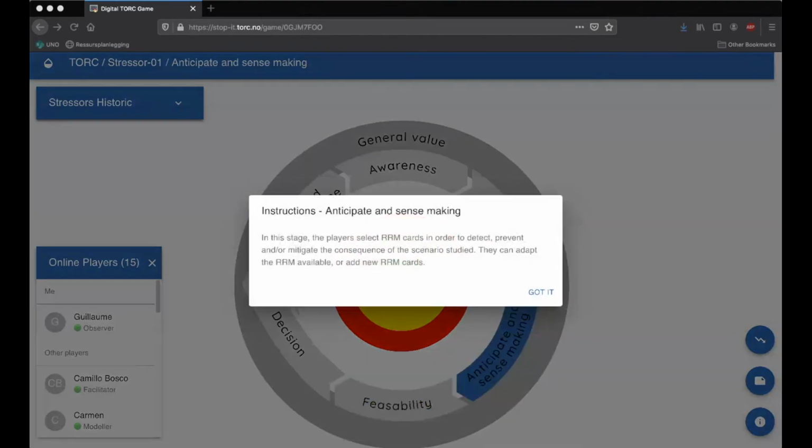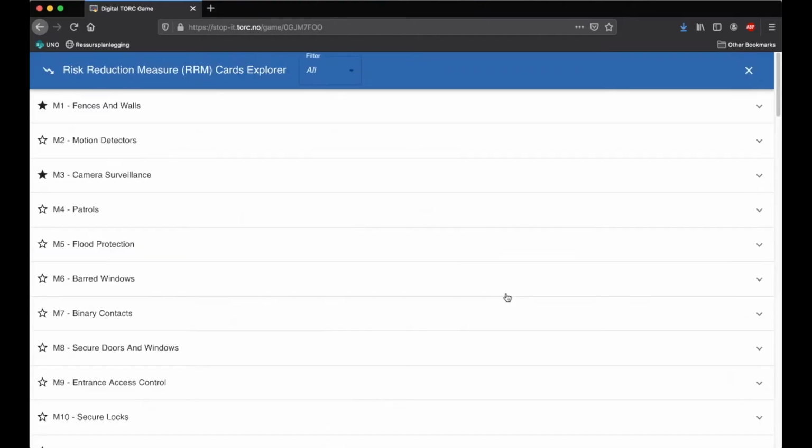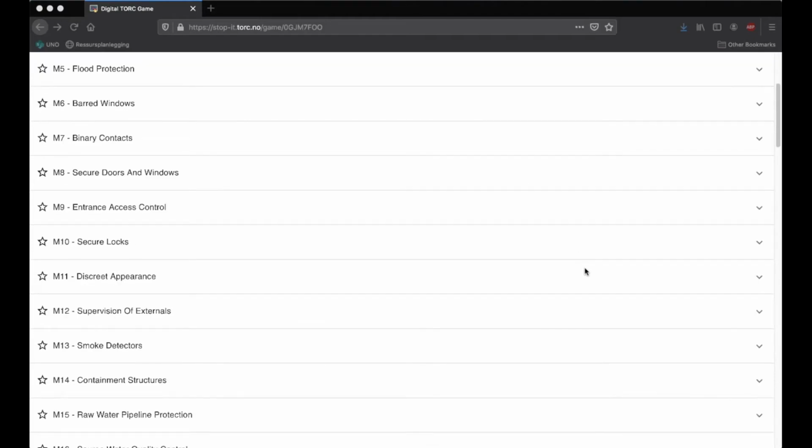For example, if I move backward, you should see it. Can you see the risk reduction measures? Yes. Okay, I think there is, yes, M30, redundant assets and infrastructures. Maybe it's more related. So probably we can convert this automated valve control into redundant asset, I would say.